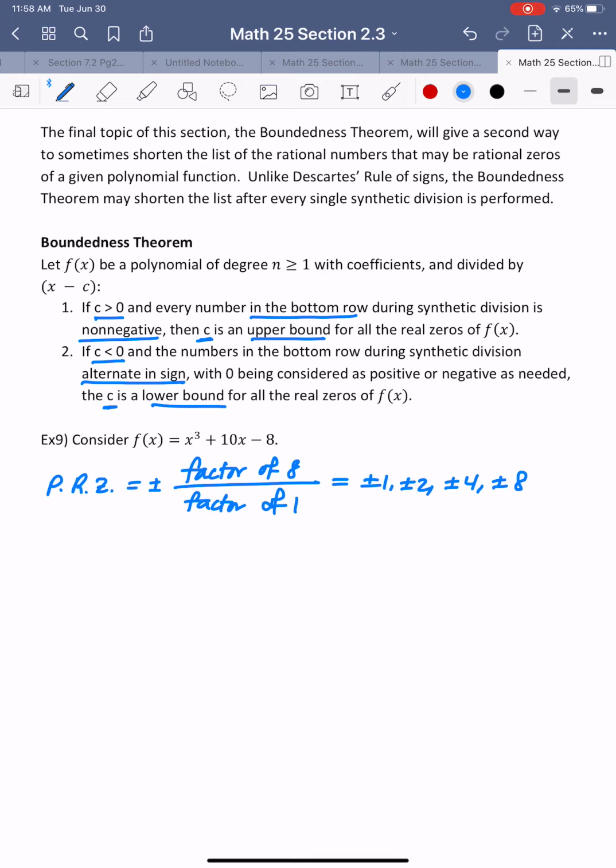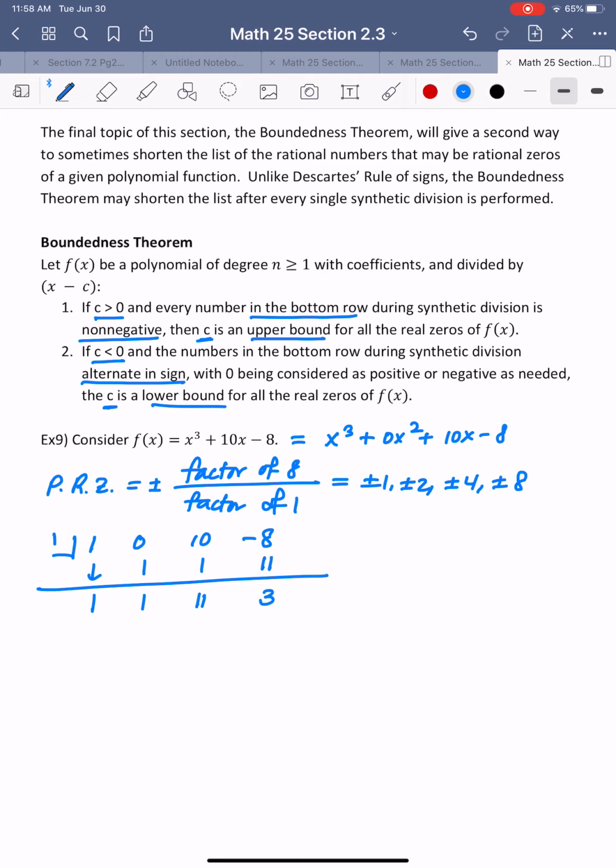So you got 1, but this is the same as x cubed plus 0x squared plus 10x minus 8, isn't it? So 1, 0, 10, and negative 8, and then divide by 1. So drop 1, and 1, 1, 11, and 3. Okay, so the remainder is not 0. So 1 is not going to be a zero, and x minus 1 is not going to be a factor. But the good thing is, do you see that it's all positive numbers?